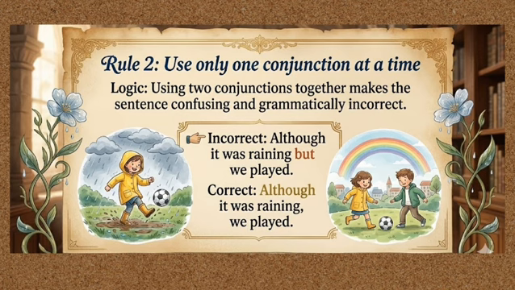For example, if I say, "Although it was raining, but we played." So here you can see I used "although" and "but," two conjunctions at the same time. It makes my sentence more confusing and grammatically incorrect. So the correct usage of this particular sentence will be, "Although it was raining, we played."